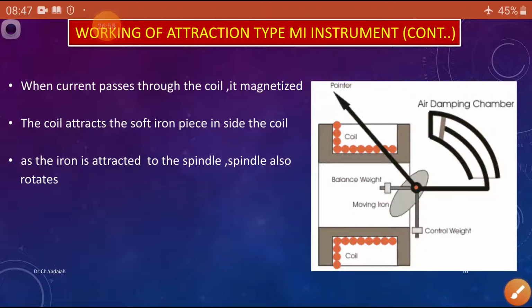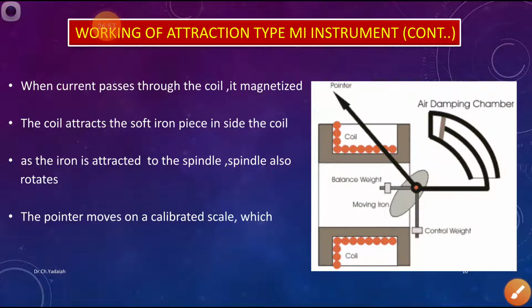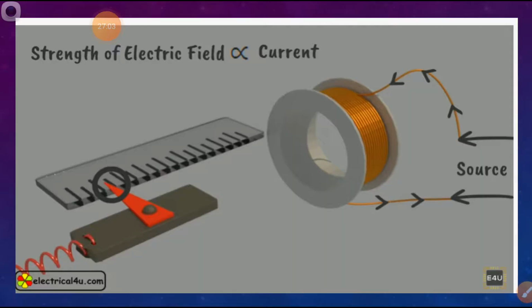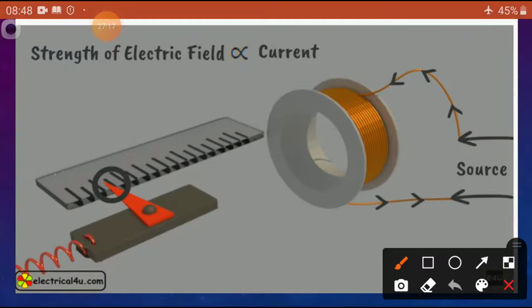Okay, that's the basic. The pointer moves on a calibrated scale, which indicates the strength of the current through the coil. Okay, so that is the basic principle. Now you can see here one good example given by one scholar. Here there is a solenoid.